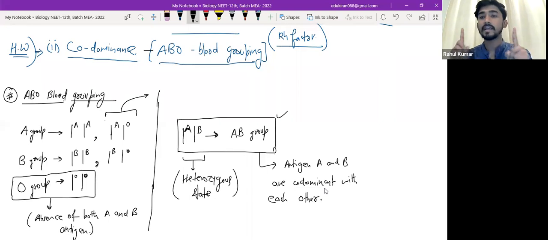Antigens are present on the surface of the RBCs like markers. Okay, so they are molecules which are present on the surface of RBCs. So both are expressed equally in each other's presence.